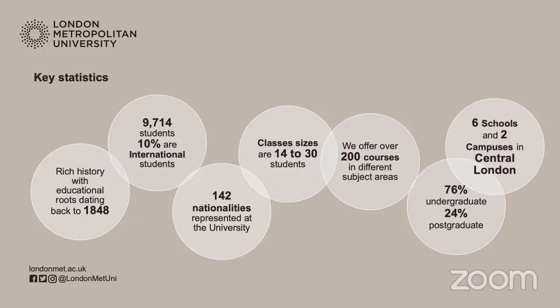In terms of class size, we are quite small, so you will have a lot of individual attention from your tutor, which would maximize your learning experience. We also have a very wide range of courses in different subject areas, and the percentage between undergrad and postgrad is about 72 versus 30%. So we do have more students studying undergraduate courses with us. We are very proud that we have 6 academic schools and 2 campuses in central London. Okay, so that's the key information you want to know.